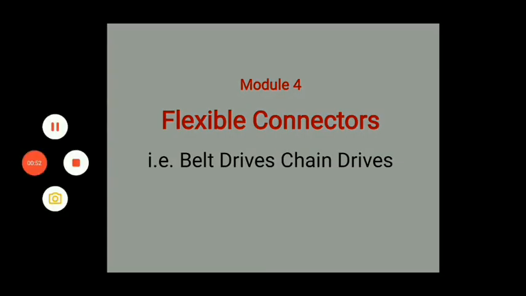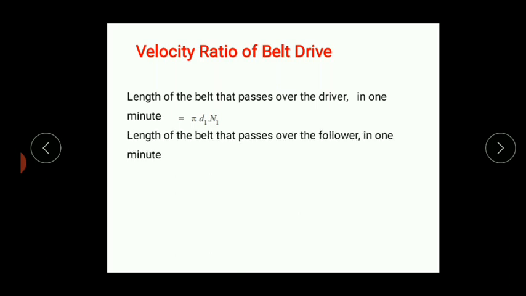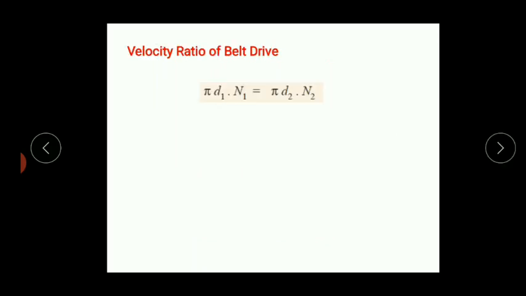Velocity of the belt drive is given as follows. The length of the belt that passes over the driver in 1 minute is given as pi d1 into n1. Similarly, the length of the belt that passes over the follower or the driven pulley within 1 minute is given as pi d2 into n2. As the same belt is passing over the driving pulley as well as over the driven pulley, both the expressions pi d1 n1 and pi d2 n2 are the same. So equating both equations here.